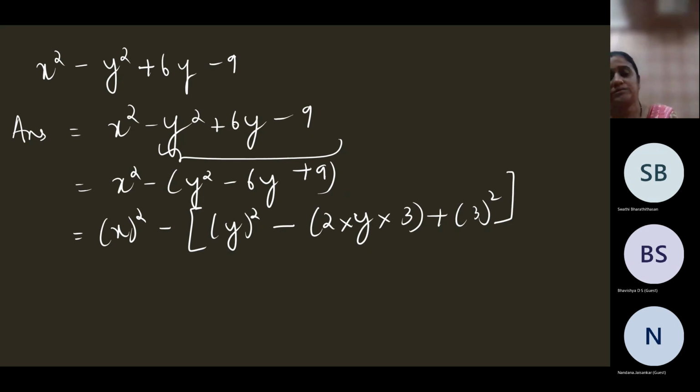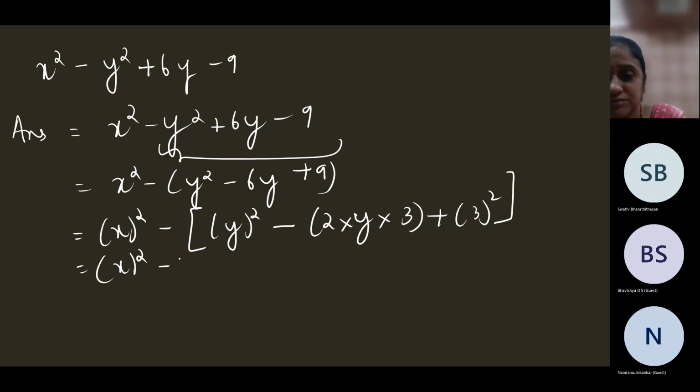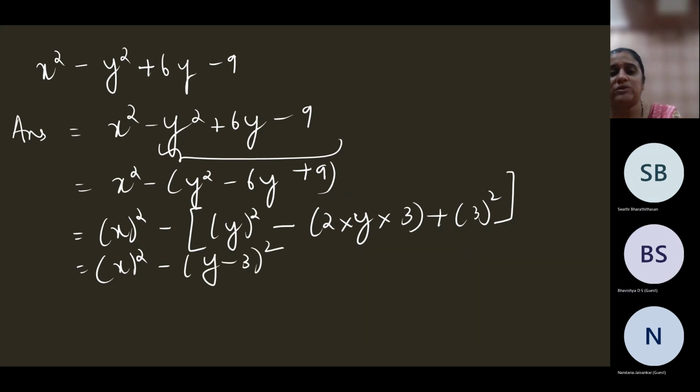Correct, children, so far? Yes, ma'am. Okay. Next what? X the whole square minus y the whole square, ma'am. Y minus y plus 3 the whole square, ma'am. Not plus 3. It's minus 2ab, no? So it's a minus b the whole square, because minus 2ab it is. So a minus b the whole square, correct?